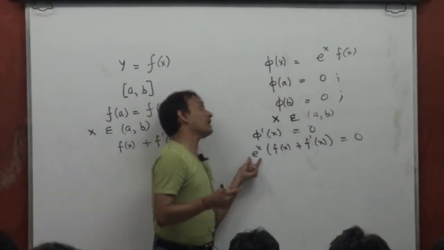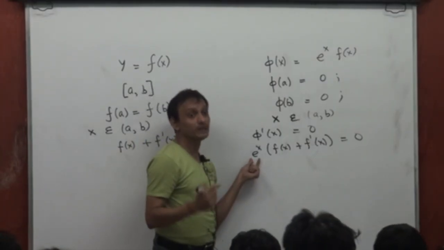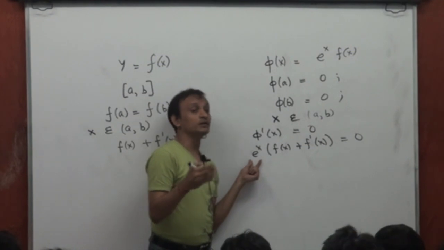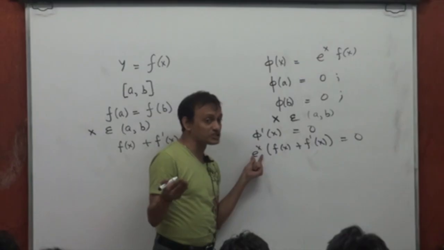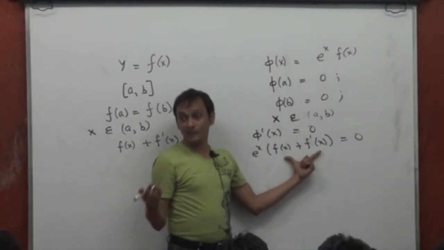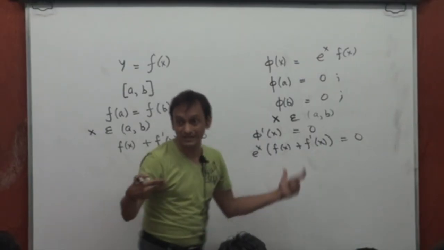Hey, but e power x is not 0 anywhere in the interval a to b. We are assuming a and b to be finite. So e power x is not vanishing anywhere in the interval a to b. So f(x) plus f dash x must vanish somewhere in the interval a to b at least once, right?